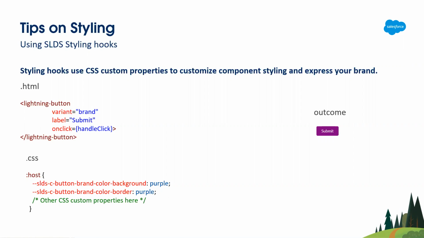To use this color, you can see that over here in the CSS file, it can be added under a host, which means it can be applied to any element which is part of this host, right? And you can see that we have used button brand color background as purple and brand color border as purple. How beautifully it can express our brand. Let's go to the other tips on styling.